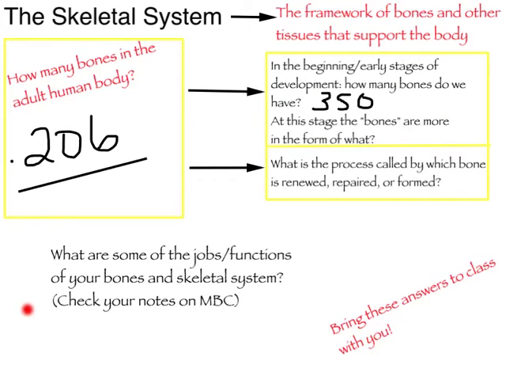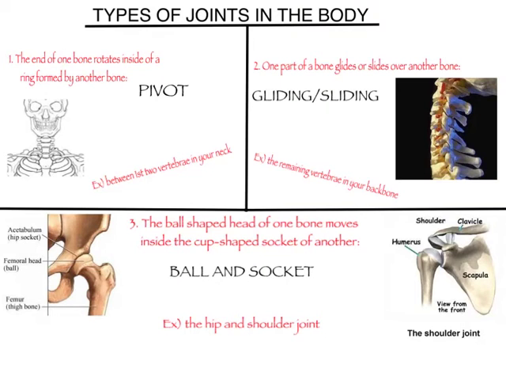Our skeletal system is more than just bones. It provides a lot of functions and a lot of jobs for our body. I want you to check your notes on My Big Campus underneath your resources, and I want you to come up with a list of those jobs and functions of our bones and our skeletal system. When most people think of our skeletal system, they only think of the bones. But it's much more than that. Our skeletal system has a lot more to it than just the bones. The joints in our body are also part of our skeletal system.